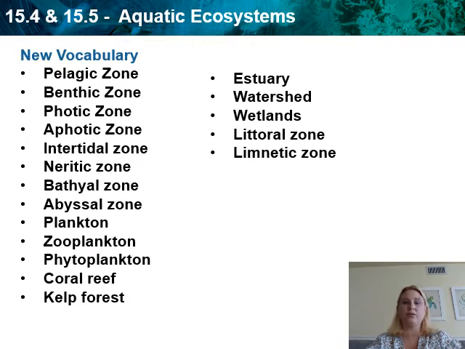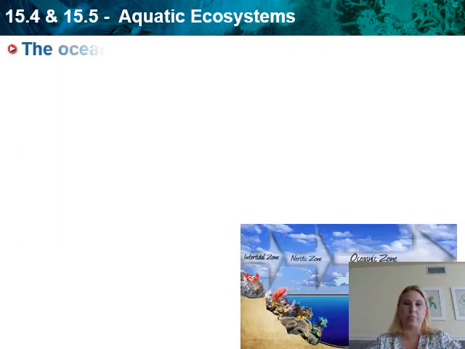Now we have quite a few new vocabulary words. We have pelagic zone, benthic zone, photic zone, aphotic zone, intertidal zone, neritic zone, bathyal zone, abyssal zone, plankton, zooplankton, phytoplankton, coral reef, kelp forest, estuary, watershed, wetlands, littoral zone, and limnetic zone.